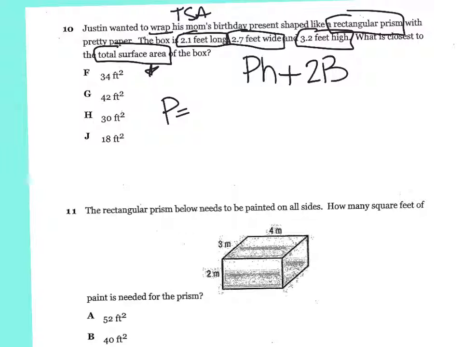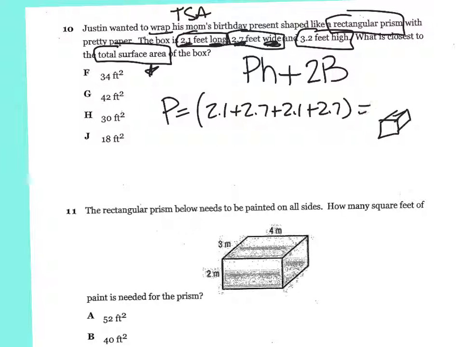So P is the perimeter of the base. So I've got length and width. So my base, if we've got a rectangular prism, my base is going to be in the shape of a rectangle. So that means I'm going to add, I've got 4 sides, so 2 of these and 2 of these. So 2.1 plus 2.7 plus 2.1 plus 2.7. And I get 9.6 for the perimeter of the base. The height, they said, was 3.2, so that's the only time I'm going to use that.